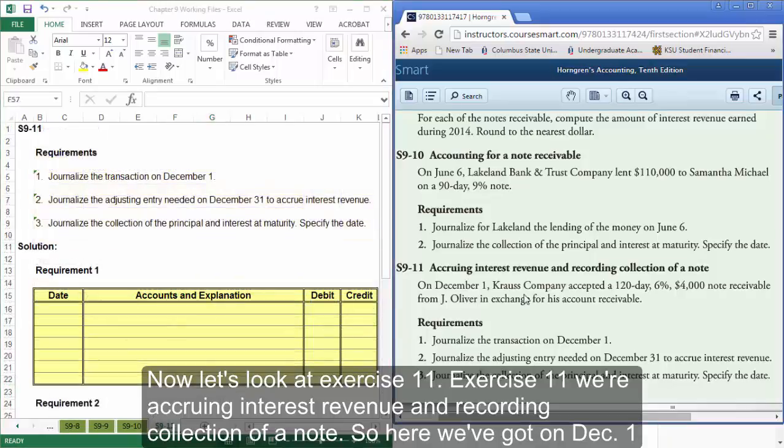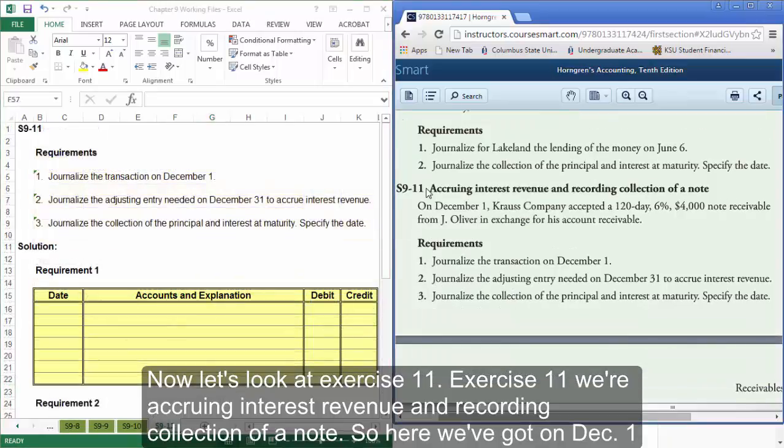Now let's look at exercise 11. So exercise 11, we're accruing interest revenue and recording collection of a note.